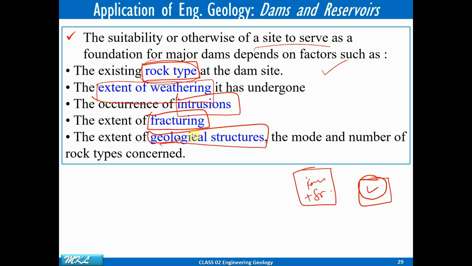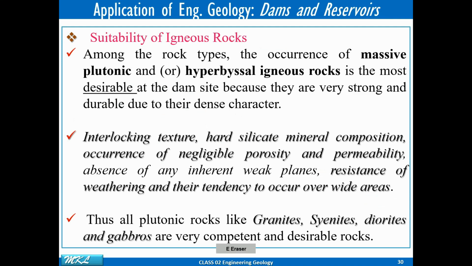So first let's discuss what type of igneous rock you should consider for your dam site. First one, among the rock types, is the occurrence of massive plutonic and hyperbasal igneous rock. I hope you remember what a plutonic igneous rock is, and what a hyperbasal igneous rock is. Among the rock types, the occurrence of massive plutonic or hyperbasal rocks is the most desirable at the dam site, because they are very strong and durable due to their dense character.